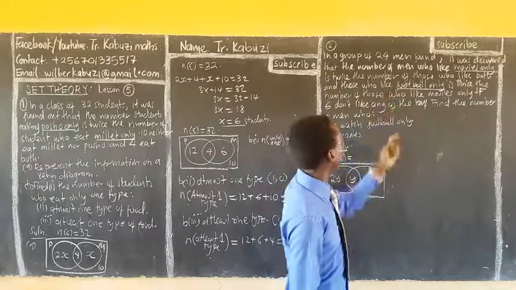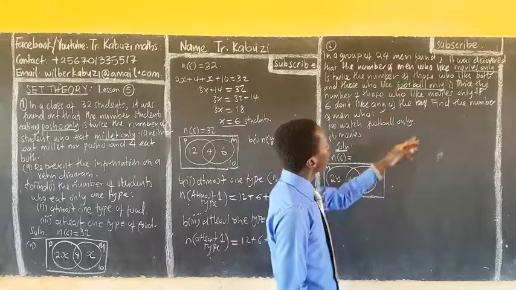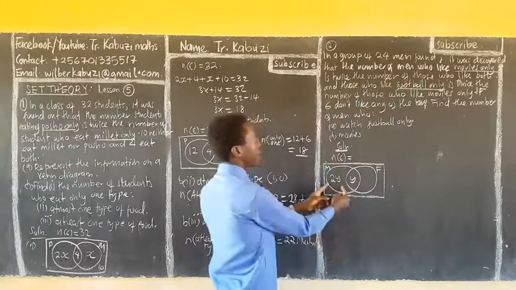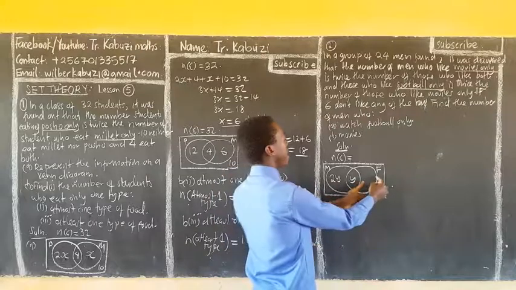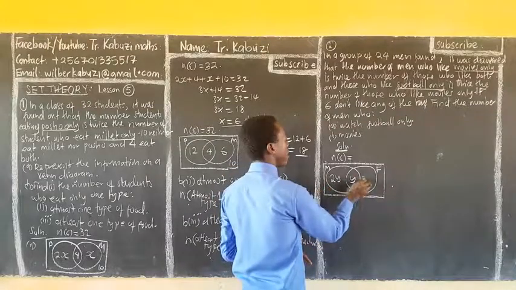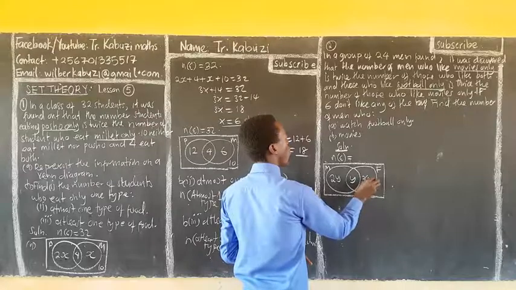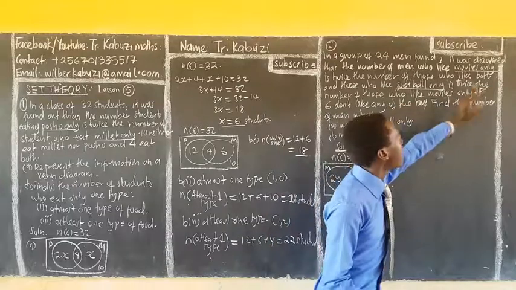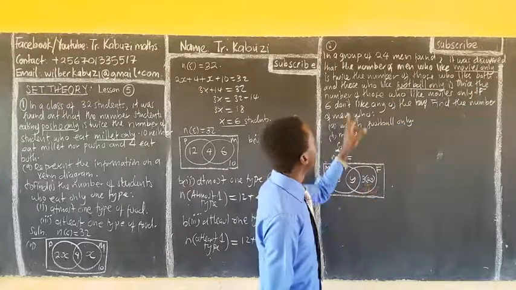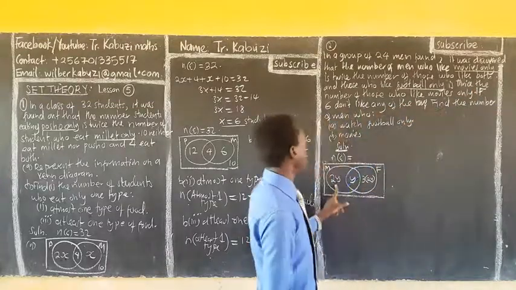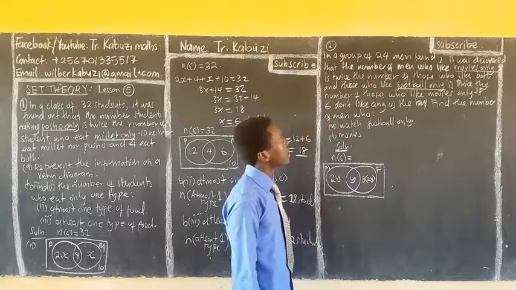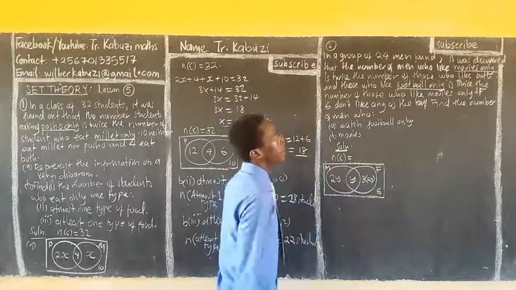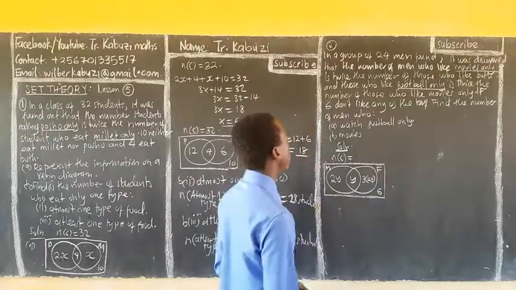And those who like football only is thrice the number of those who like movies only. So if these ones like movies only, these ones are going to be 3 times this one. So this will be 3 into 2Y, because these ones, they are doing that. Those who like football only is thrice the number of those who like movies only. That's this. And so the question is done almost. 6 don't like any. So these are 6. Find the number of students who watch football only.